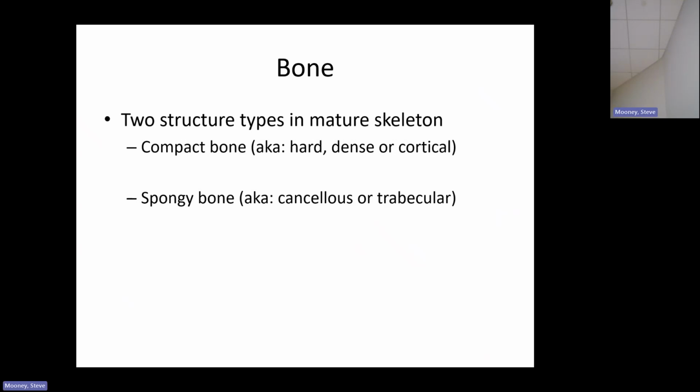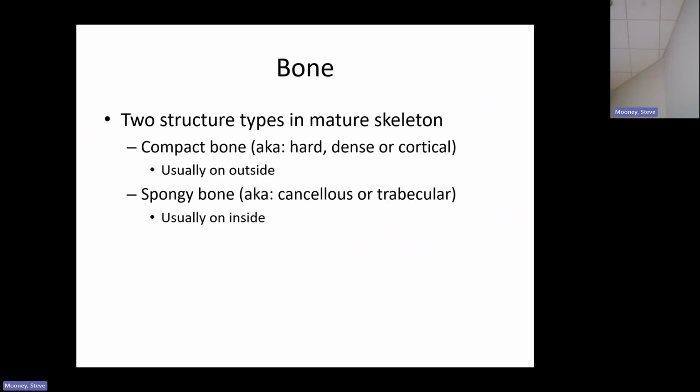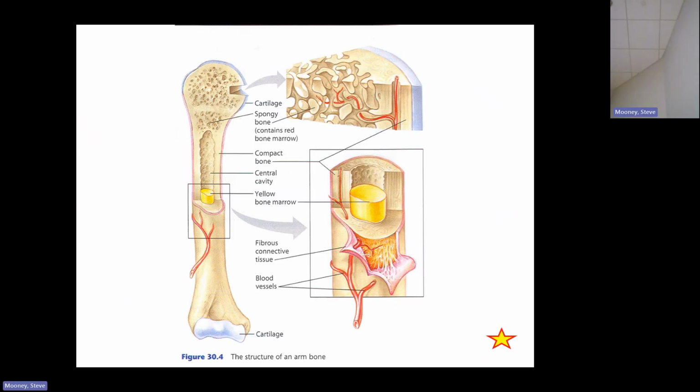What does cortical mean? Cortex. Outside. Then the spongy bone, cancellous or trabecular. So compact bone is usually on the outside of our bones. We have a denser shell, and the spongy bone is inside of our bone. A matrix there to kind of provide some internal scaffolding, give the bone some extra strength with a lightweight approach.